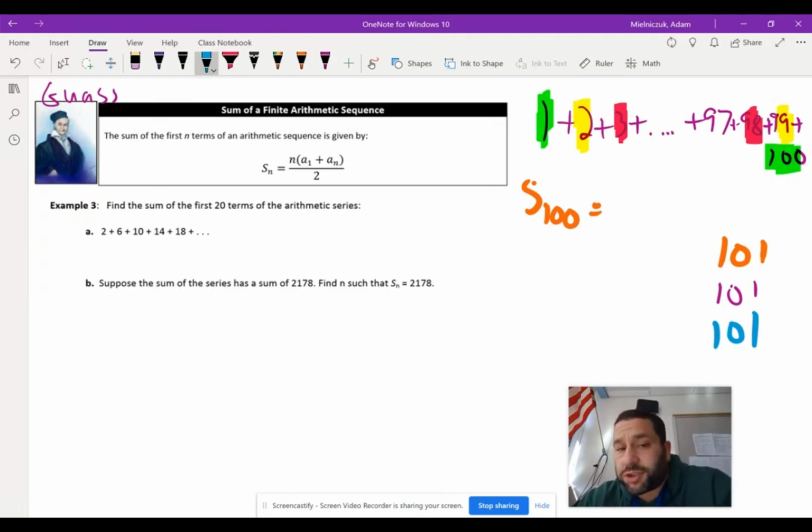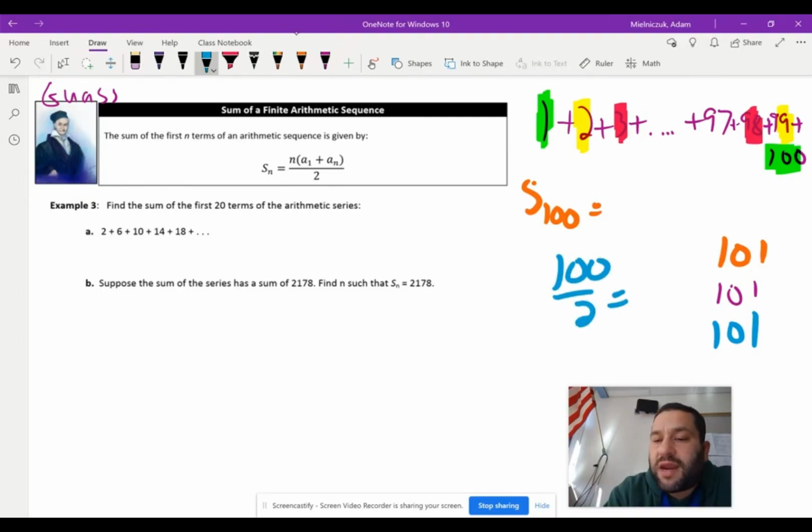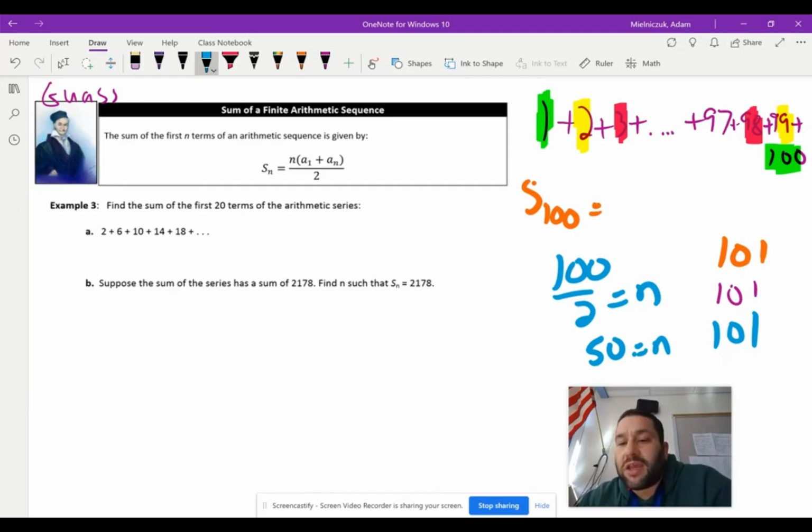Well, how many times did it show up? It showed up 100 divided by 2 times. I purposely said it that way instead of just saying 50 times. He took the number of terms he had, cut it in half, and then added the first term and the last term, which gave him the 101. That's where the sum of a finite arithmetic sequence formula came from. It came from a kid in kindergarten or first grade, honestly. Okay, if you don't believe me, look it up.